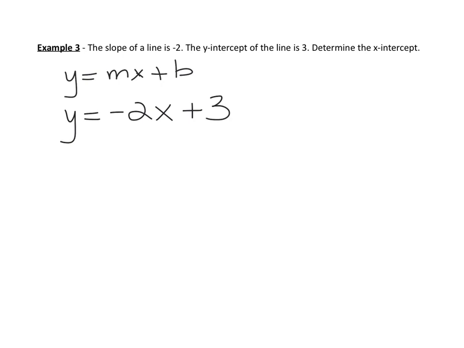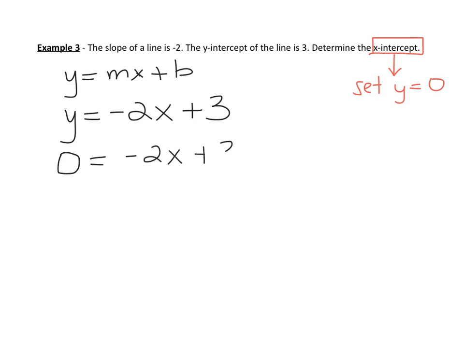So now that we have an equation, we know how to determine an x-intercept. We know that we can find an x-intercept by setting y equal to 0. So in the equation that we just came up with, we are going to replace the letter y with a 0. And now we can simply go ahead and solve or isolate for x.